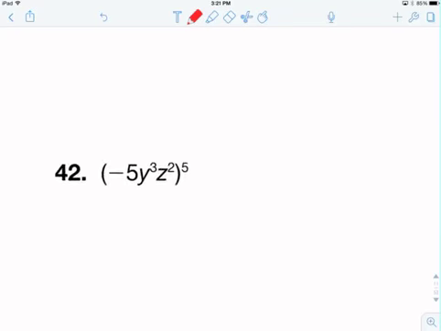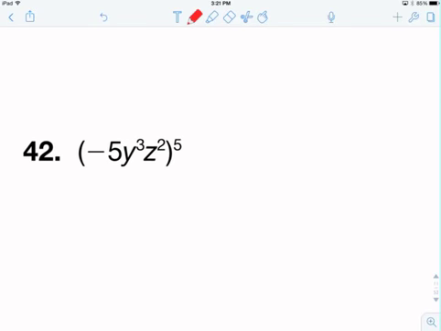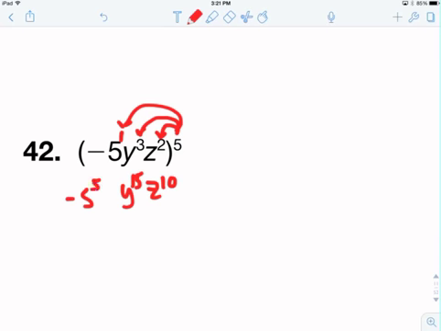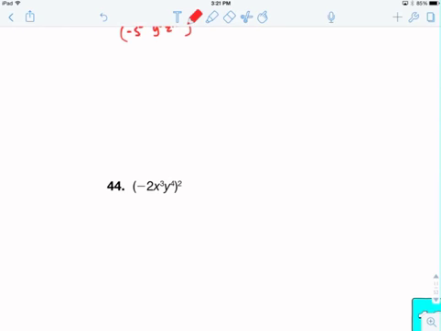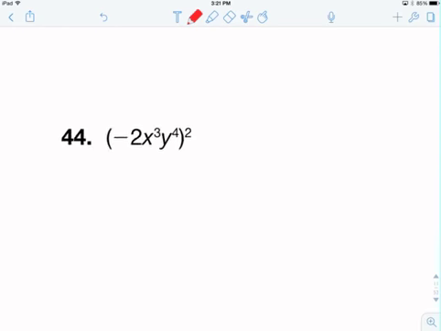Okay, that's easy. So 5 gets an exponent of 1, right? That's negative 5. Yes, distribute. Z to the 10, y to the 15, and negative 5 to the 5th. Negative 5 in parentheses to the 5th, that makes it a negative 5. That's very important. Any question?